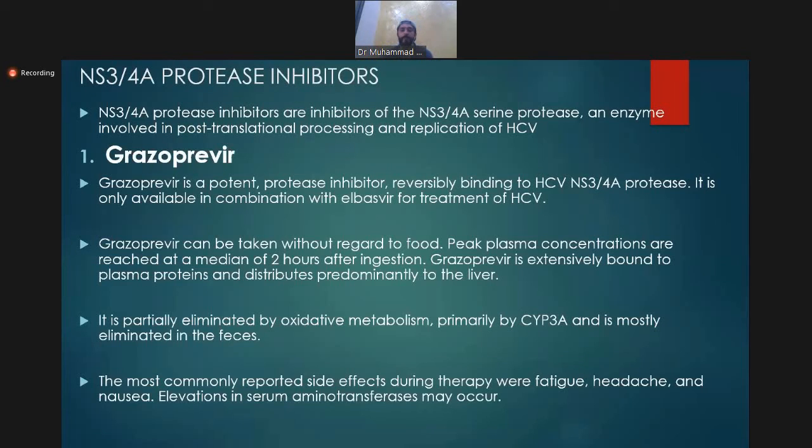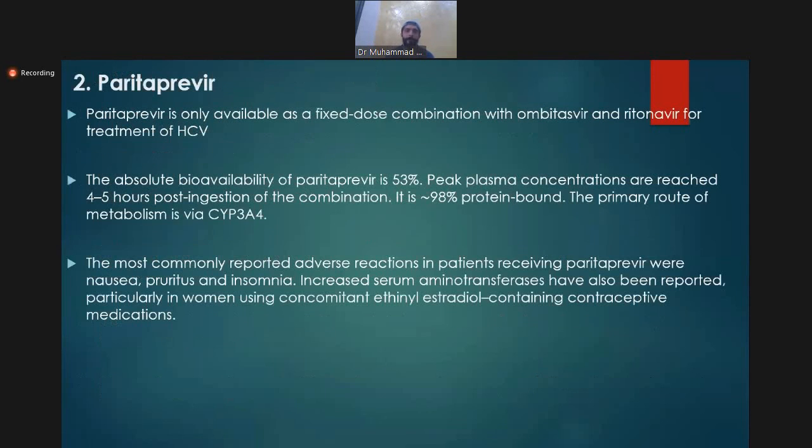It can be taken without regard to food, and plasma concentrations are reached at a median of 2 hours after ingestion. It is extensively bound to plasma proteins and distributes predominantly in the liver. Eliminated by oxidative metabolism, primarily by the CYP3A class, and is mostly eliminated in the feces. Again, side effects: fatigue, headache, and nausea, and elevation in serum aminotransferases may occur.